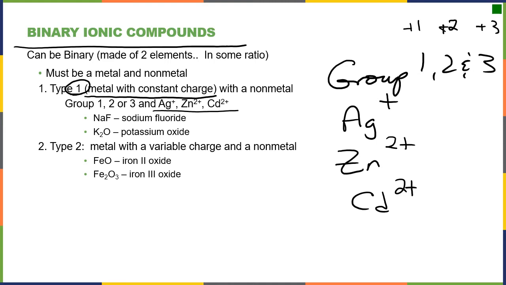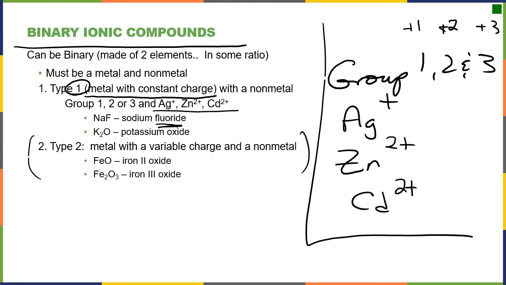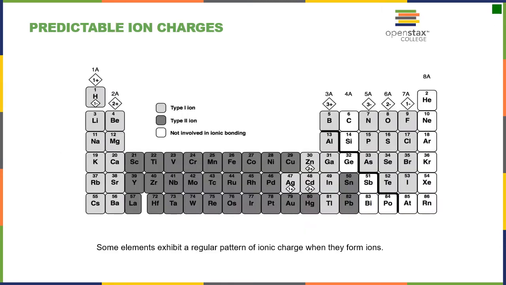And so we're going to take our nice simple type 1 metals and put them with our nonmetal anions. At the end of this video, we're going to look at type 2. So, predictable charges. Group 1 is +1, group 2 is +2, group 3 is +3, and these right here give us the remainder of our type 1 anions.